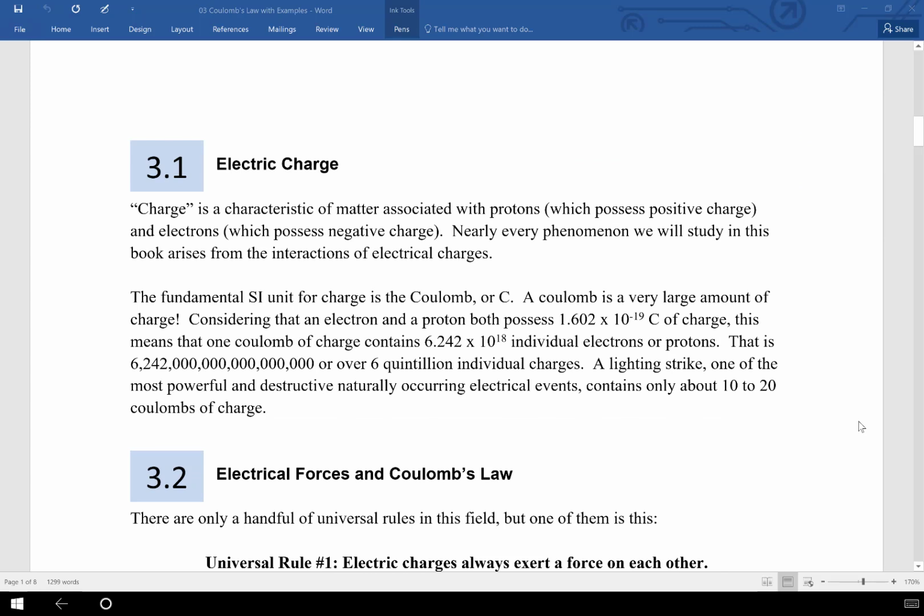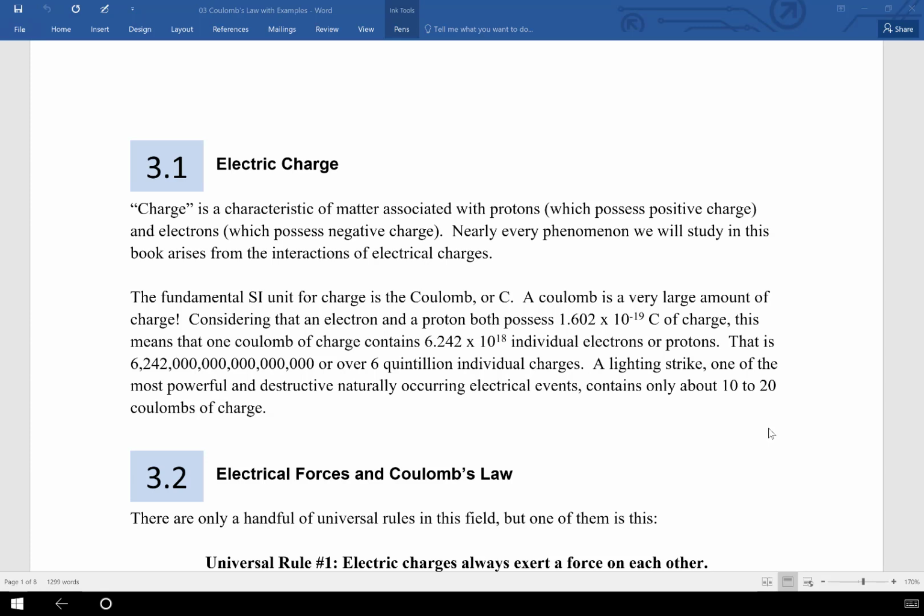So let's talk a little bit about charge. Charge is something that a piece of matter exhibits. It's not related to its mass. It's not related to its density. It's not related to its color. It just depends on what is the charge of that particular piece of mass. Charge is really composed of protons, which have positive charges, and electrons, which have negative charges.